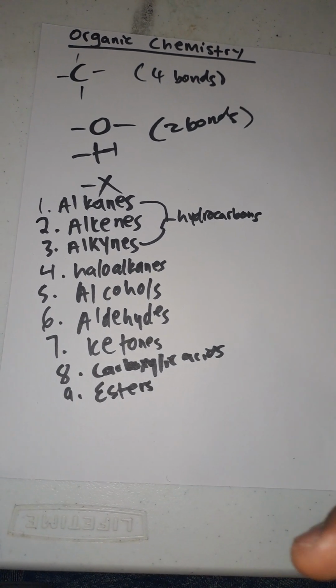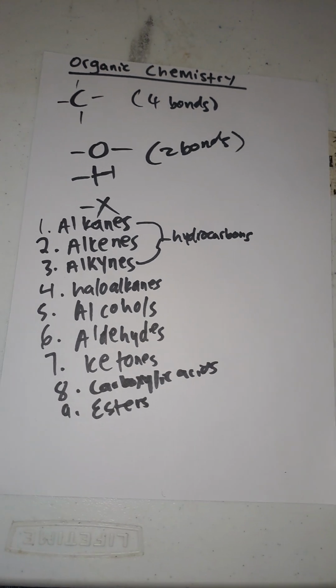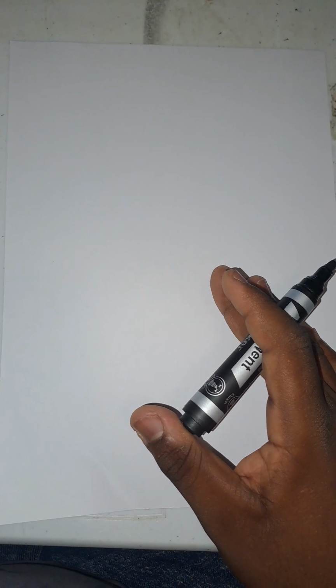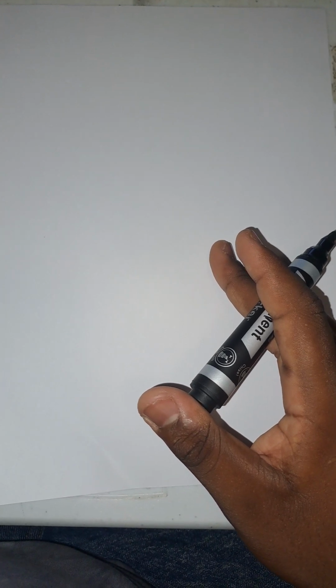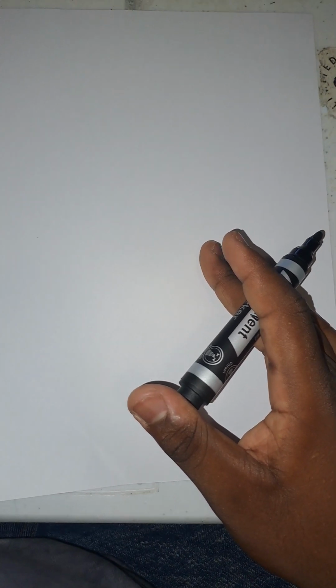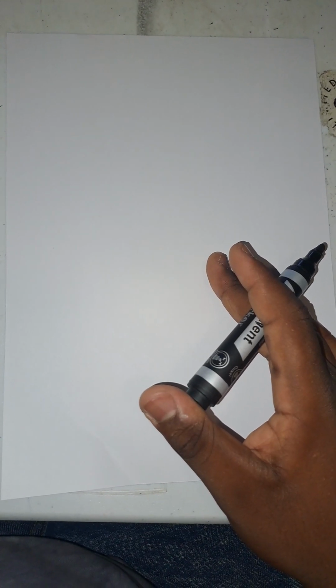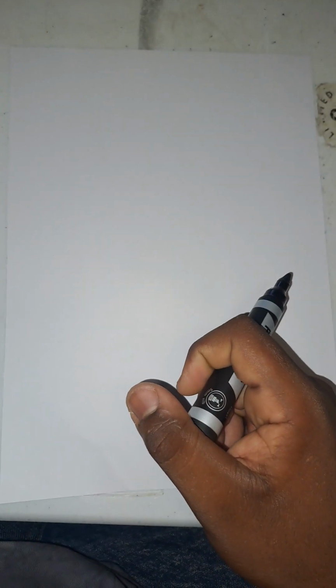Now let's continue and do what is called the stem name. Let me take another paper. On this thing of stem name, the stem or root name of different hydrocarbons and members of other homologous series is determined by the number of carbon atoms in the chain.